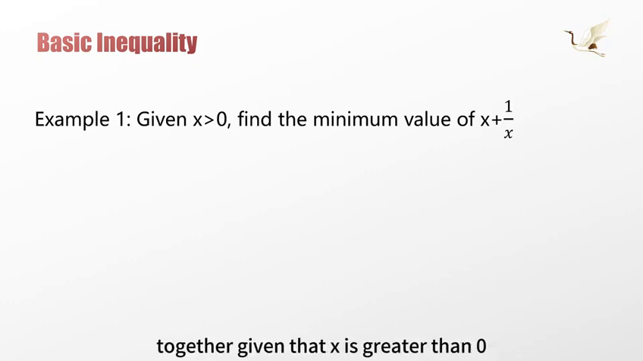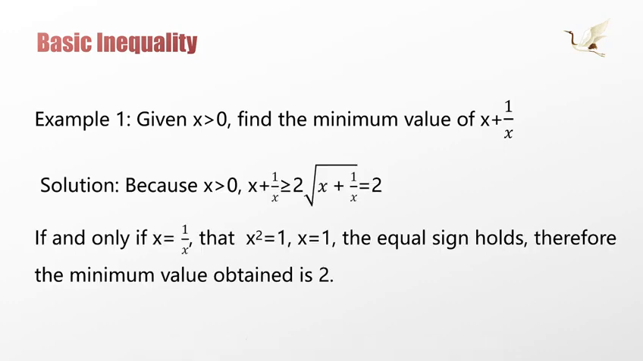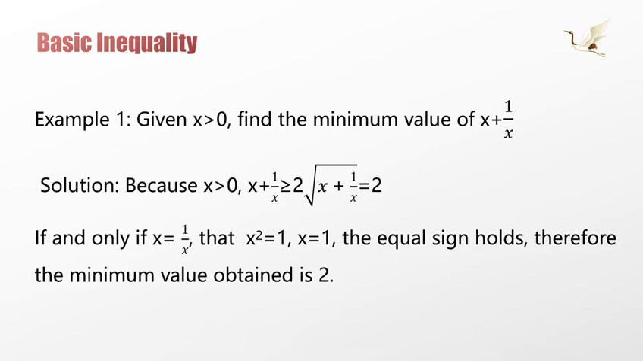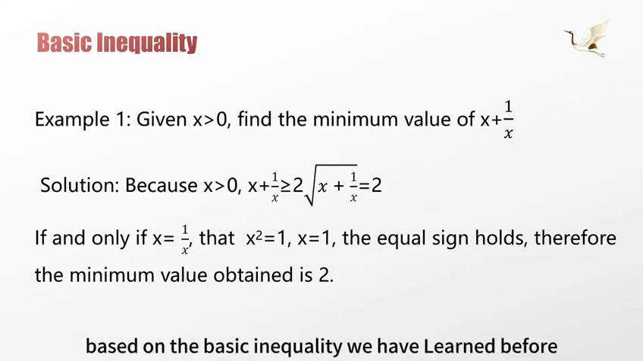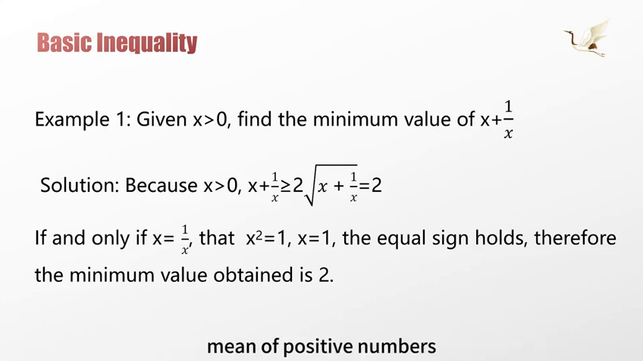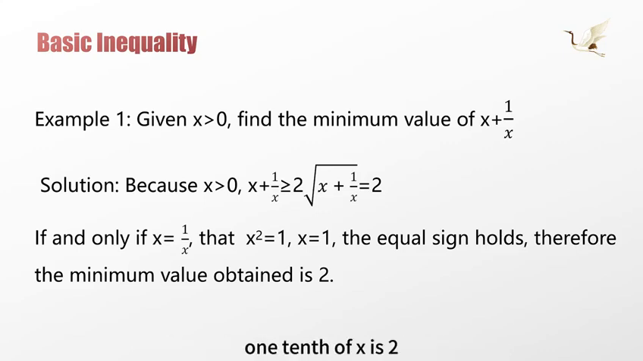Given that x is greater than 0, find the minimum value of x plus 1/x. Please observe the structure of x plus 1/x, and we find that the product of these two positive numbers is 1. Therefore, based on the basic inequality we have learned before, we can use the relationship between the arithmetic mean and the geometric mean of the positive numbers x and 1/x to obtain that the minimum value of x plus 1/x is 2. The following is the process of our solution.